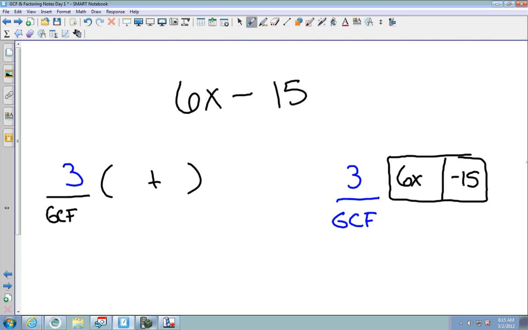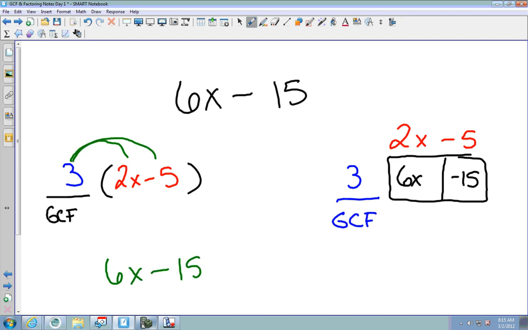Now look. 3 times what gives you 6x? 2x. Don't forget the x. 3 times what gives you negative 15? Negative 5. And I don't know why I put the plus in there. This should be 2x minus 5. Because to check it, 3 times 2x is 6x. 3 times negative 5 is negative 15. They're the same.